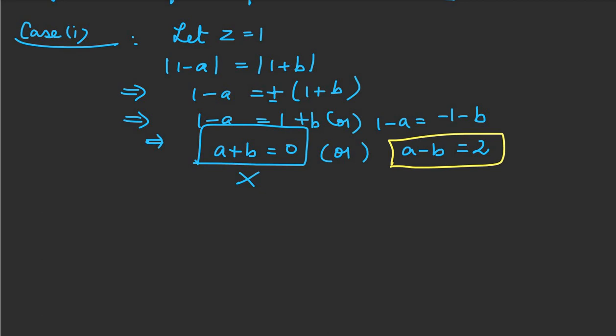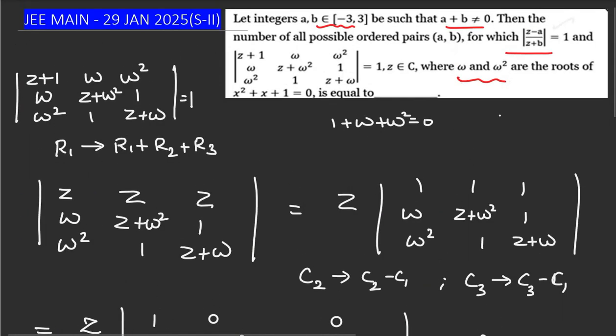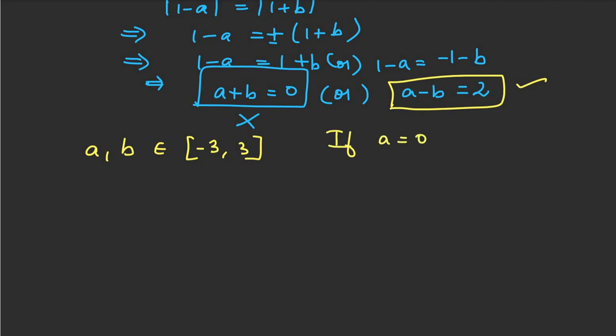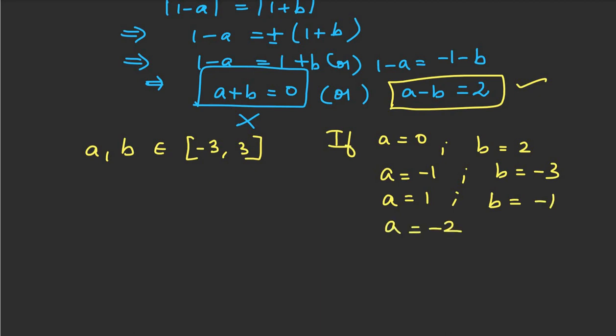Now we know that from the question a, b belongs to the closed interval minus 3, 3. Now substitute all the values such that the difference is equal to 2. If I take the value for a is equal to 0, b is equal to minus 2. A is equal to minus 1, I get b is equal to minus 3. If I take a is equal to 1, we take b is equal to minus 1. A is equal to minus 2, b is equal to 4.